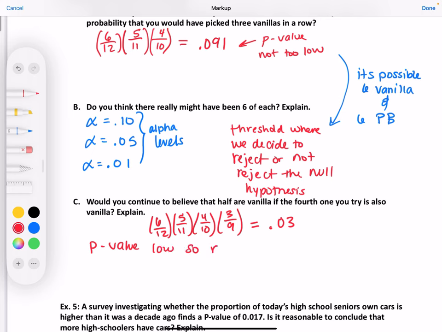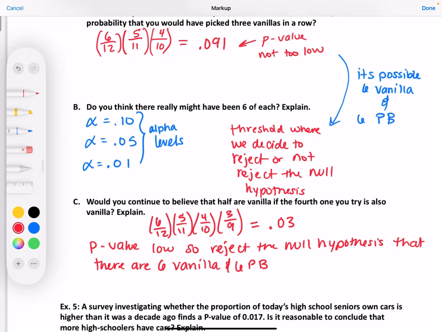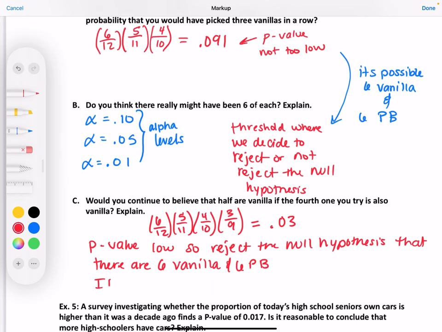So we reject the null hypothesis that there are 6 vanilla and 6 peanut butter. It is possible there are more than 6 vanilla.